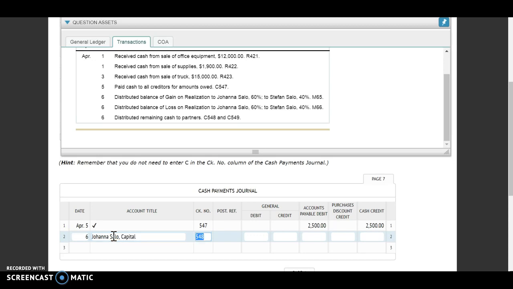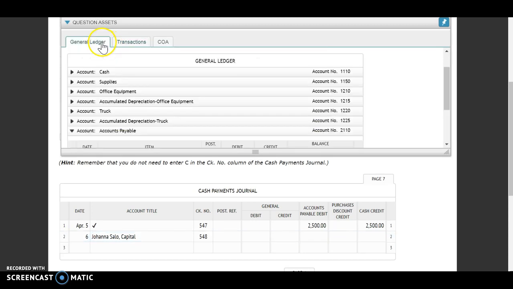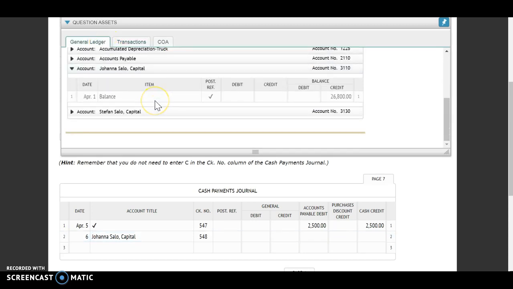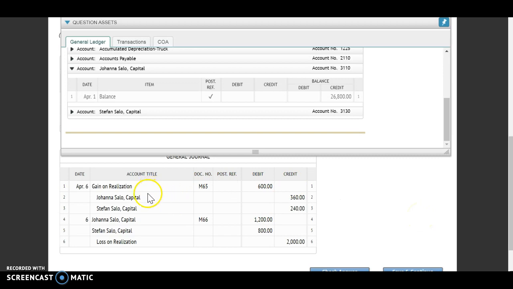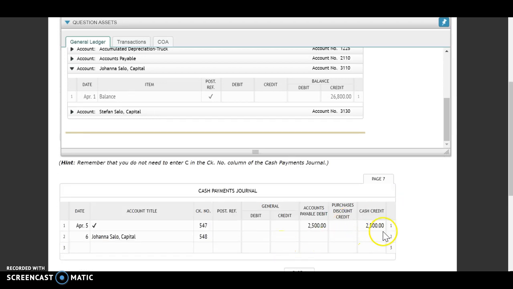And now I need to figure out how much cash I'm writing to her. So I'm going to go to my general ledger and I'm going to look at what she has for her capital right now. She has $26,800. But we need to go and we need to look at these two closing entries. She had a gain of $360, so we need to add $360 to her account. And then she had a loss of $1,200, so we need to subtract the $1,200. That means that we are going to be writing her a check for $25,960. We'll credit cash and we'll debit her account.